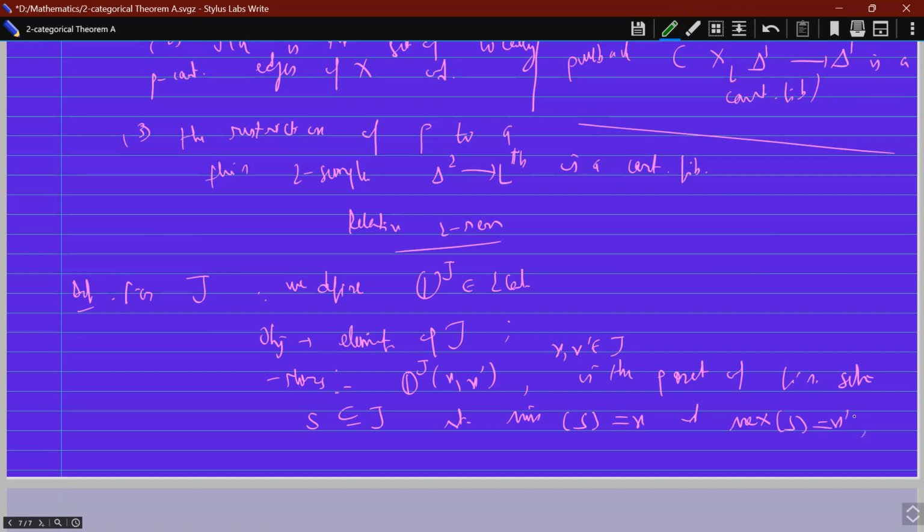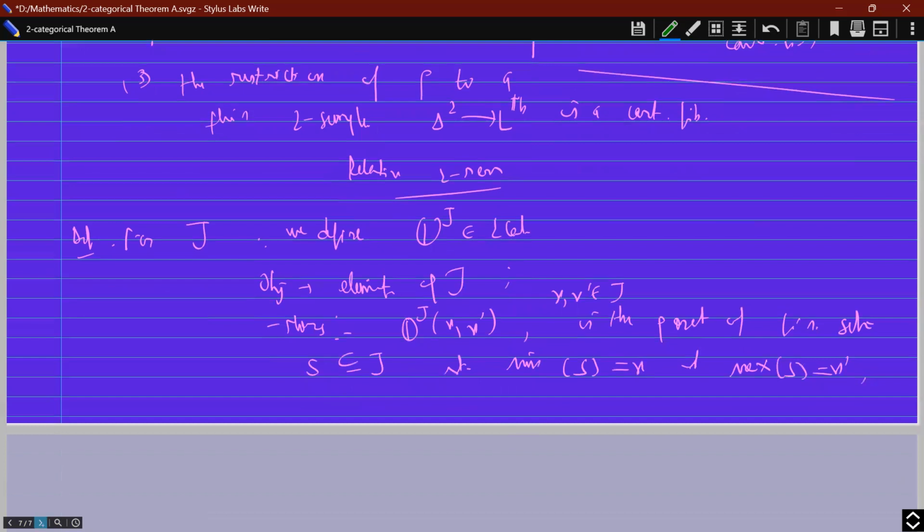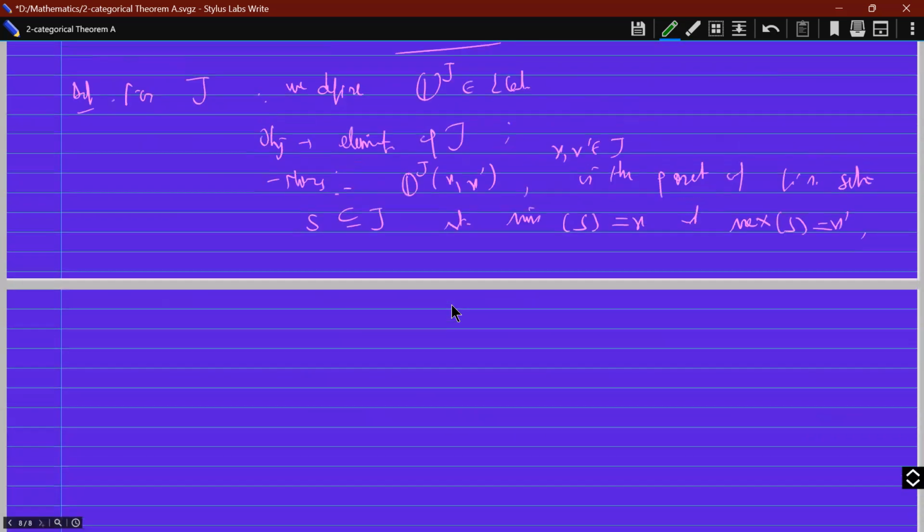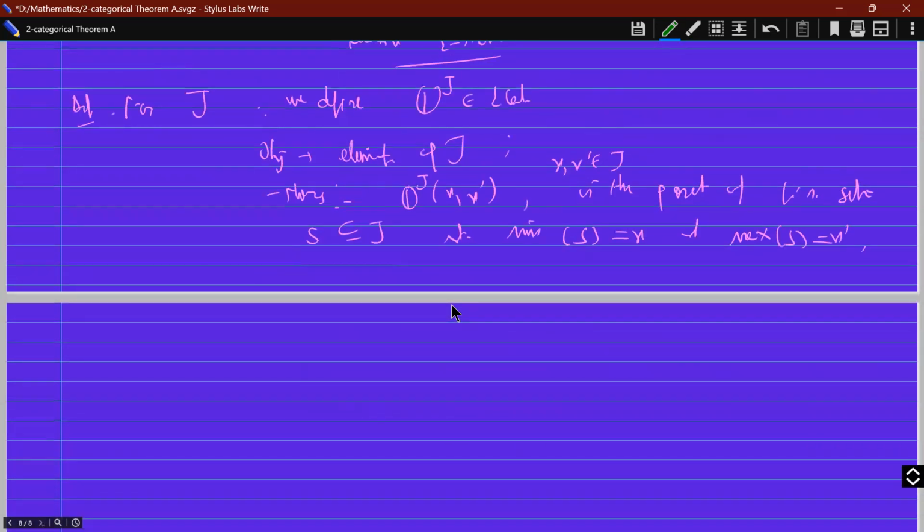The ordering is by inclusion. That is understandable. So these are the morphisms and the composition on top. So for X, X dash, X double dash in J.